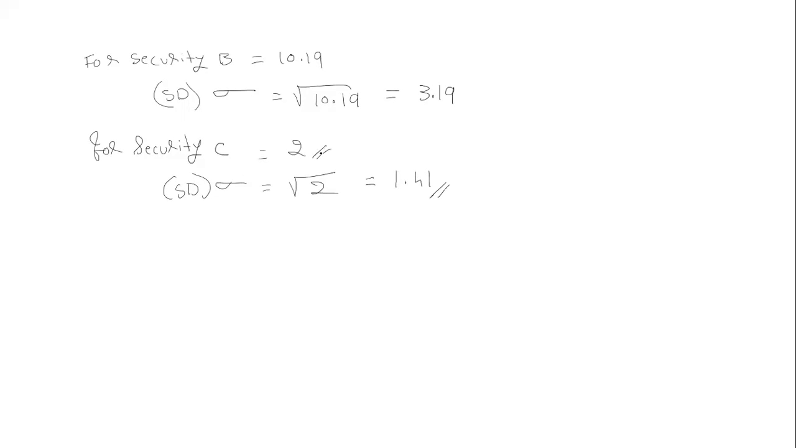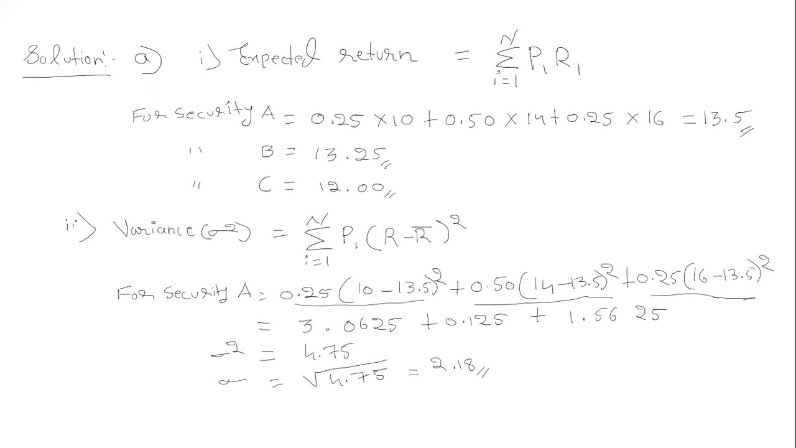So this is the variance. Variance for B is 10.19 and this is the standard deviation, and variance for C is 2 and standard deviation for security C is 1.41. Now we have solved A and also B. Now if we compare which security is best to invest, looking at the return, the highest return is for security A. Security A is giving the highest return.